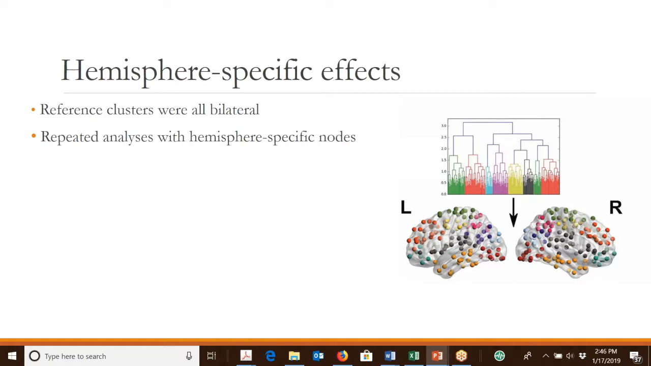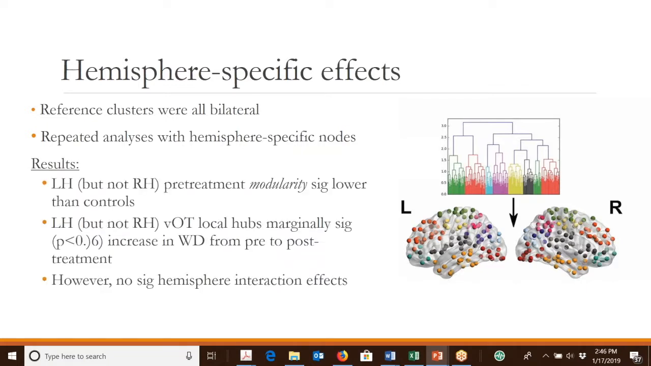And there are only two results that were significant. One was that when we look at pretreatment, if you recall, for the whole brain analysis, modularity was not different at pretreatment for the patients compared to the controls overall. But when we look at the hemispheres separately, what we find is that in the left hemisphere, pretreatment modularity is significantly lower. So there's less modular structure.